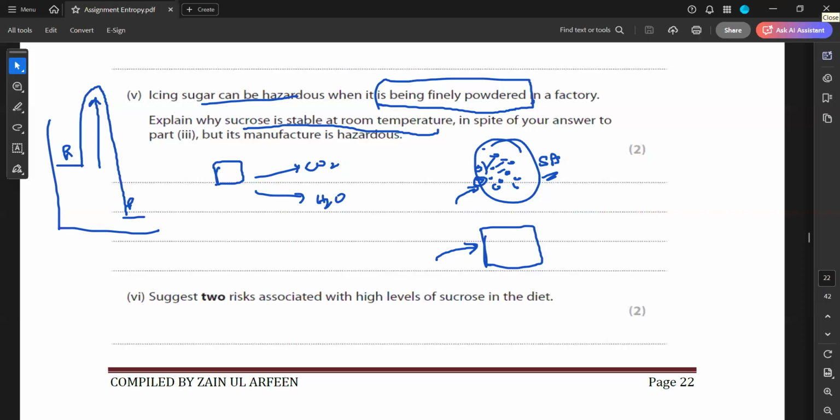Then the last part is mainly two risks associated with a high level of sucrose in the diet. It is a biology style question, so you can mention that. In an exothermic reaction, the reactants are kinetically stable. And in an endothermic reaction, the reactants are thermodynamically stable. Yes, it can cause diabetes.